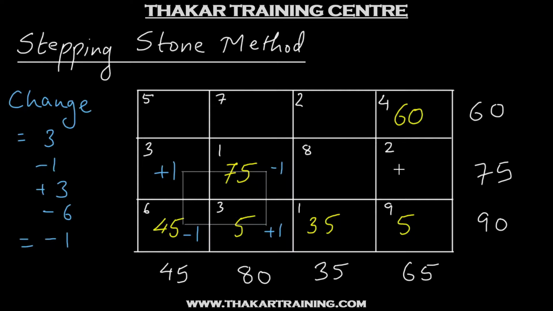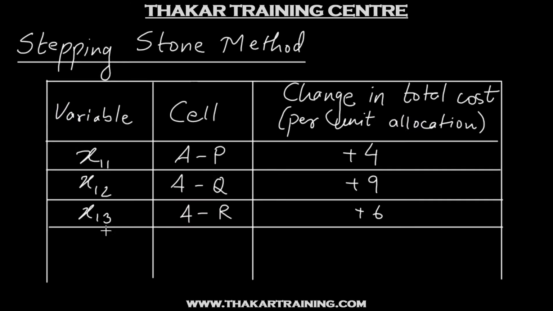There are still 2 more cells left for evaluation, and it could happen that in one of these cells we can have a greater decrease than 1. So in the stepping stone method, we do not stop once a negative value for the change in transportation cost is obtained. The evaluation is done for all the cells that are empty, and then a decision is made based on which cell gives the maximum reduction in total transportation cost. Now this is variable x21. The cell is source B to destination P, and we have got the total change of minus 1. So we write that down over here.